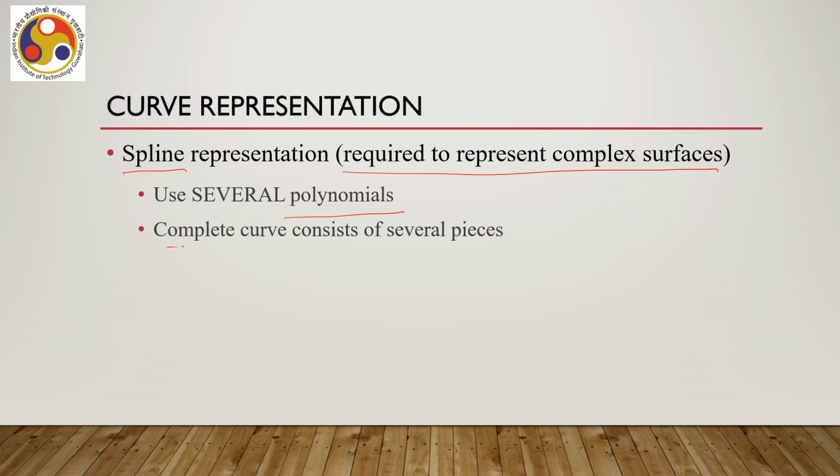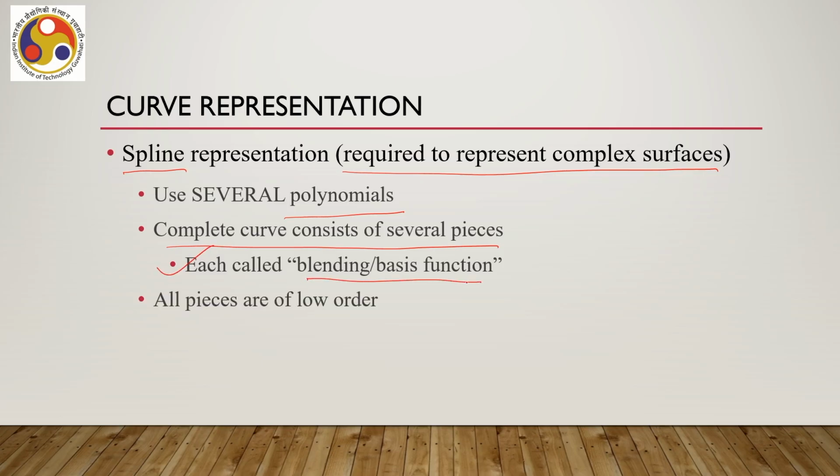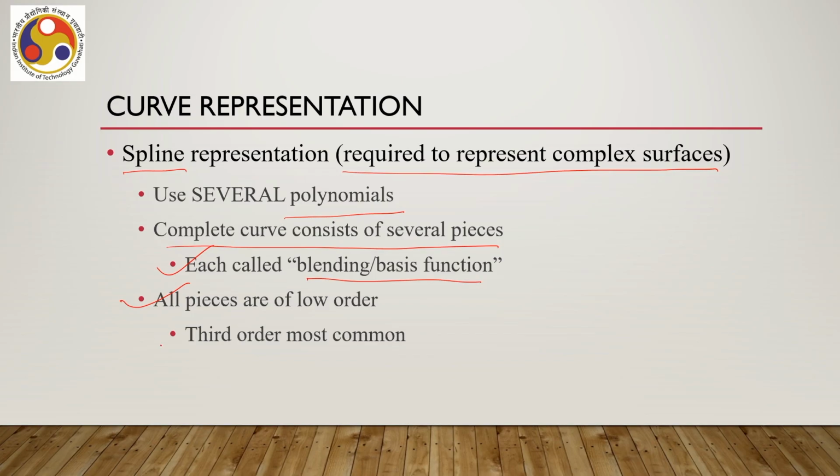So, the complete curve consists of several pieces. Now, each piece is called a blending function or the basis function, and all pieces are of lower order, so that simpler polynomials can be used to compute points on the segment of the curve represented by that particular polynomial piece. And third order is the most common form of polynomial used to construct spline curves.